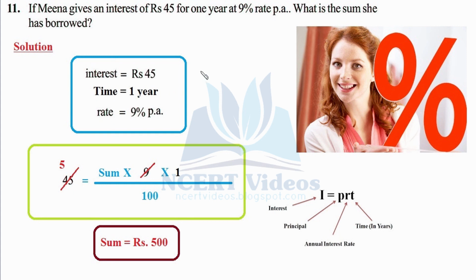So interest is 45, time is 1 year, and rate is 9%. Now plugging the values in the formula, interest is 45, we have to find this sum. Sum is principal. Another name for principal is sum. Into, this is multiplication, 9% into 1 year. We are just plugging values in this formula. Now 1 9s are 9, 5 9s are 45. Cross multiply it, this will be 500, and this will be sum into 1. Therefore sum or principal is 500. This means the actual money that Meena borrowed was rupees 500. So this was the last question, question number 11.